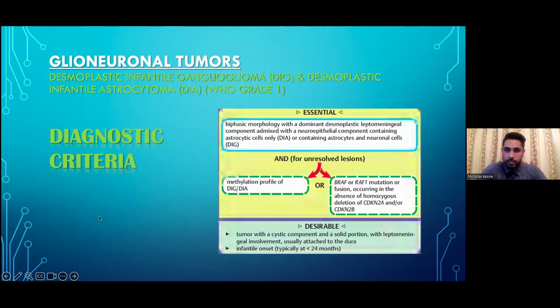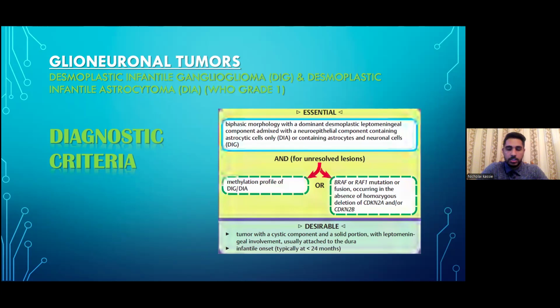This is the diagnostic criteria. What is essential here is a biphasic morphology with a dominant desmoplastic leptomeningeal component admixed with a neuroepithelial component containing astrocytic cells only in the DIA, or containing astrocytes and neuronal cells in the desmoplastic infantile ganglioglioma. For unresolved lesions, the methylation profile of both tumors can be seen, or the presence of a BRAF or RAF1 mutation or fusion occurring in the absence of a homozygous deletion of the CDKN2A or CDKN2B gene.